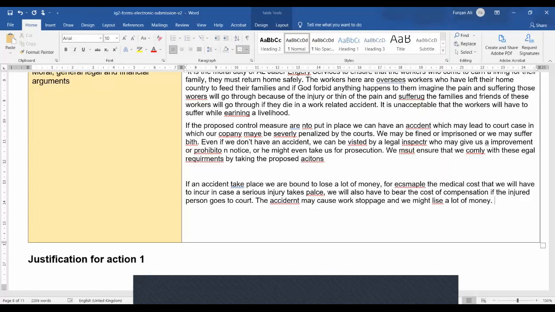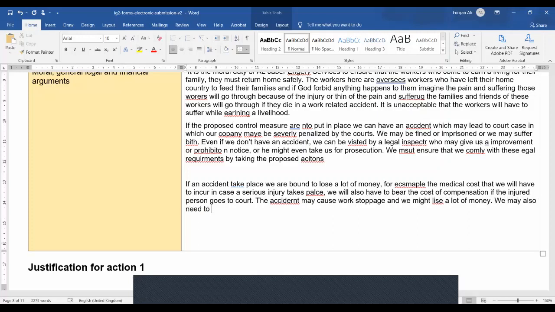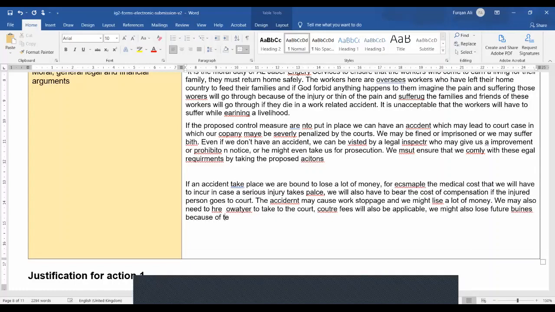What else can happen? Yes, we may also have property damage, and we need to hire a lawyer to take it to the court. Hiring cost of the lawyer, then court fees will also be applicable. We might also lose future business because of the bad reputation after the accident.